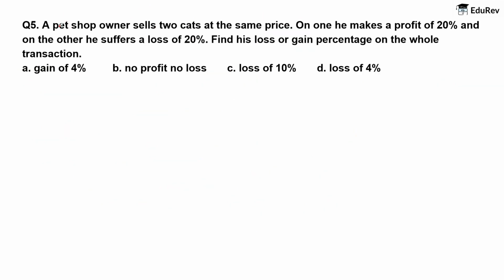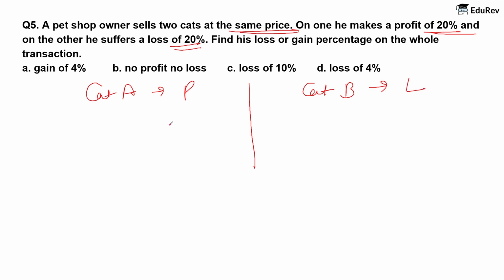Okay, so now let's come to the next question, which says a pet shop owner sells two cats at the same price. So very important information is given in the first line. On one, he makes a profit of 20% and on the other, he suffers a loss of 20%. Find his loss or gain percentage on the whole transaction. So we are given two cats, let's say cat A and cat B. So cat A is the one which is yielding him a profit and cat B is the one for which he has to suffer a loss.